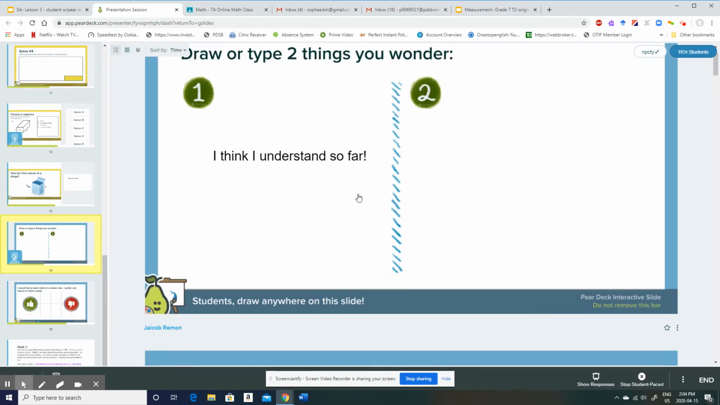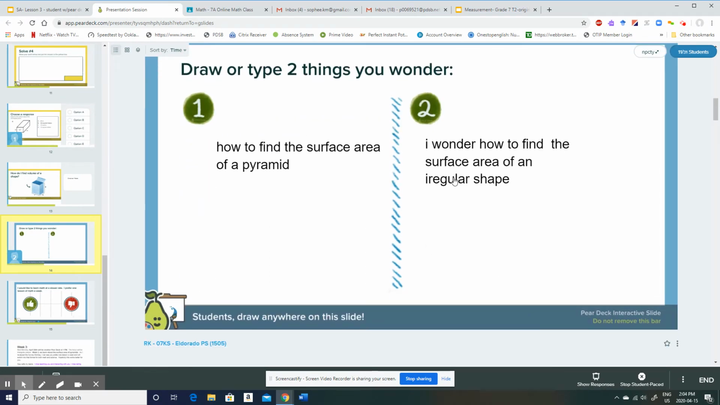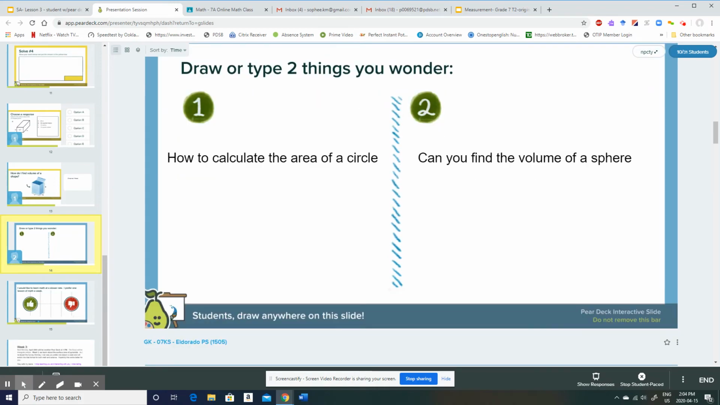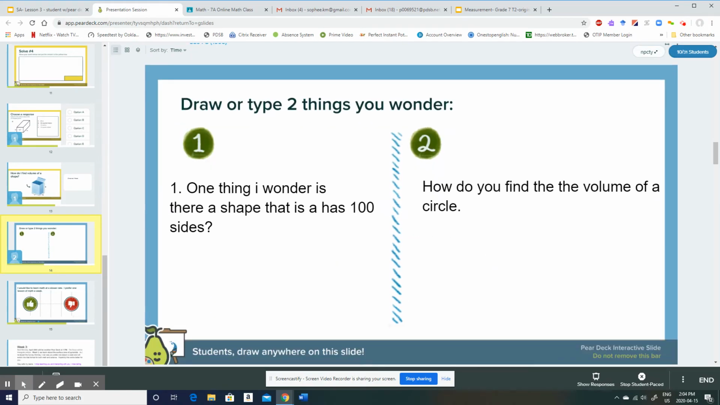Here, two things I wonder. Interesting things. I wonder how to find the surface area of an irregular shape. Okay, I wonder how to find the surface area of a pyramid. That is coming next week. The volume of a sphere? Okay, I think you do that another year. I don't think you do that with me. The volume of a circle.